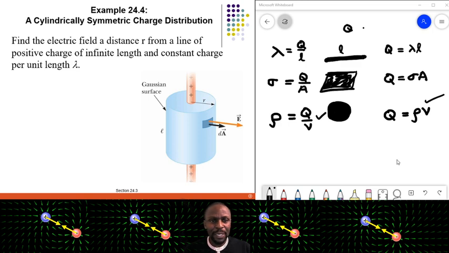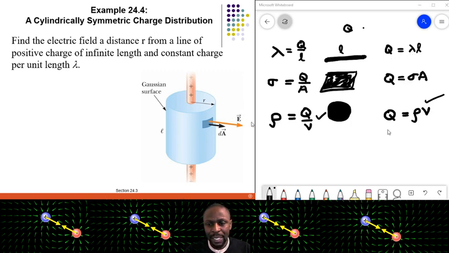Now I also wanted to stretch you a little bit to also do the cylindrical symmetry charge distribution. Now in this case, you are required to find the electric field a distance r from a line of positive charge of infinite length and a constant charge per unit length. Now the line charge is this one here. This is just the line charge. Now the total charge for that is just lambda L.